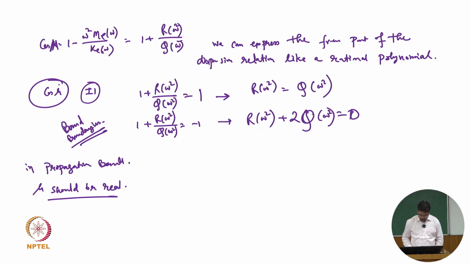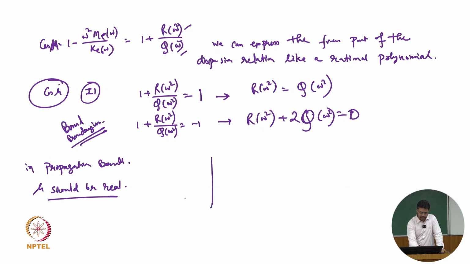Okay. So if we solve these two equations, we are able to get the band boundaries. And for different metamaterial systems, we can calculate what is the r omega square and what is the q. So once we get the r and the q, we can easily write this down, and we can find out what the band boundaries are.